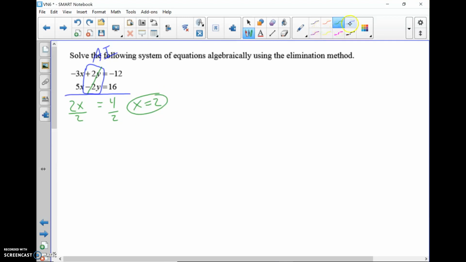Then I could do a little substitution. You could pick either equation. I'll take the top one. So negative 3x plus 2y equals negative 12. Well, now I know x is 2, so I'm going to replace this x with 2. Negative 3 times 2 plus 2y equals negative 12. That's negative 6 plus 2y equals negative 12.